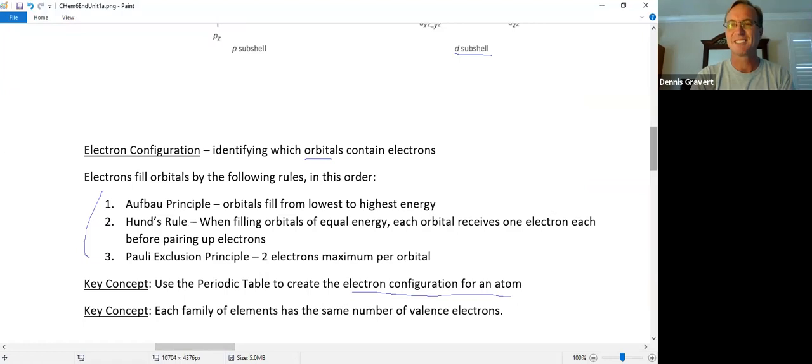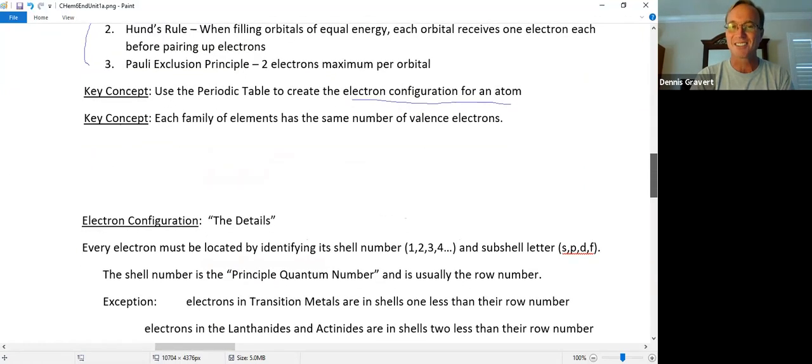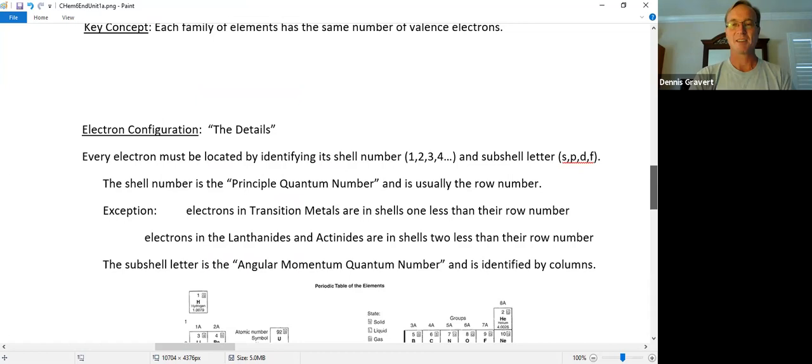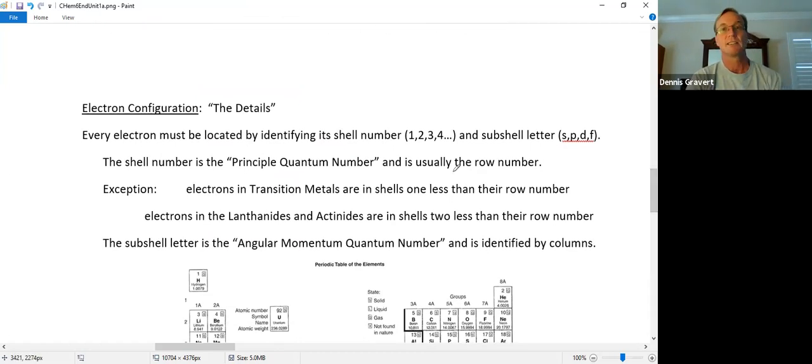Okay, let's get to the nitty gritty. Where are all those electrons? Okay, this is how we're going to use the periodic table. Here are the details. First of all, the objective is every electron has to be identified by which shell it's in. It's going to be identified with a number: first shell, second shell, third shell, fourth. You also have to say which subshell it's in. The choices are S, P, D, and F.